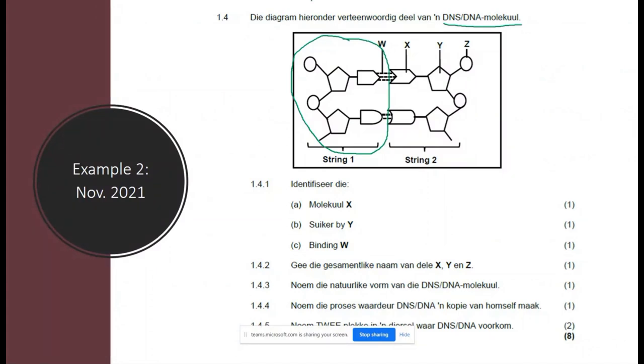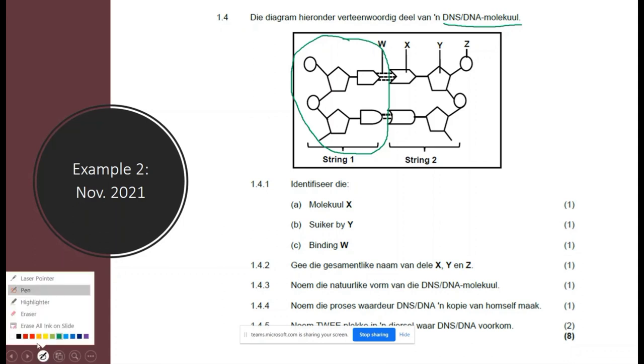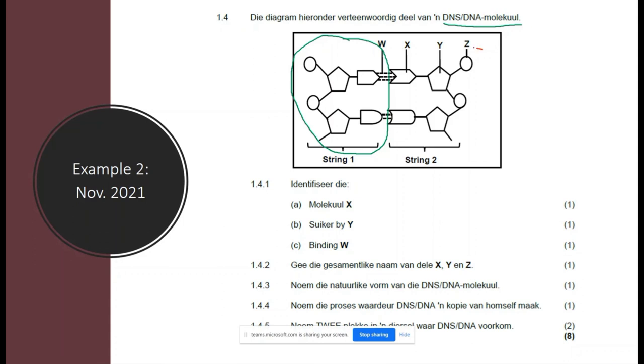Okay, so that would be strand one, and then I'm just going to get a different pen. Let's just take a red pen, and that is strand two. I need to make sense. Once again, W are the bonds that hold it together. So what would my bonds be that hold the two strands of a DNA together? Let me hear in the chat. Remember, my two strands are kept together by hydrogen bonds. So now I know W are my weak hydrogen bonds.